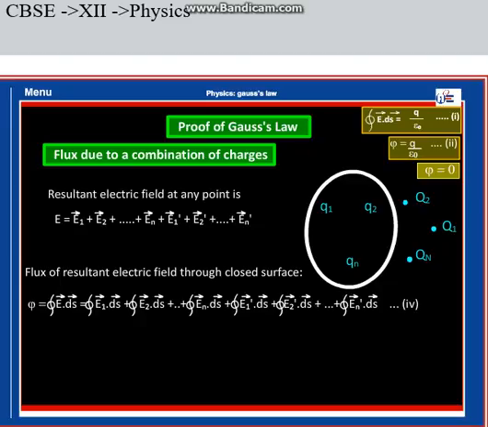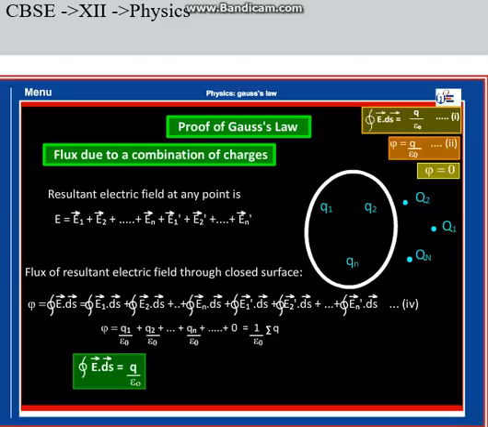According to equation 2, we get phi equal to q1 upon epsilon naught plus q2 upon epsilon naught plus so on plus qn upon epsilon naught plus so on plus 0. Therefore, phi is equal to 1 upon epsilon naught summation of q, or closed integration of E dot dS is equal to q upon epsilon naught. This is the complete derivation of Gauss's law.